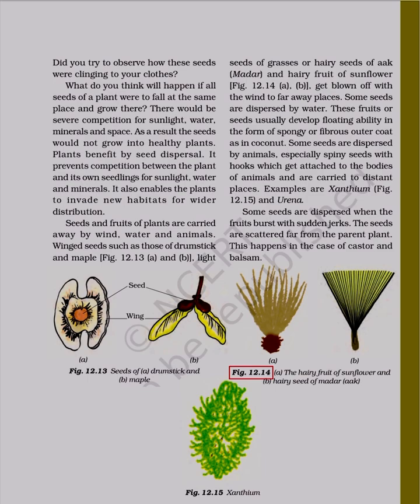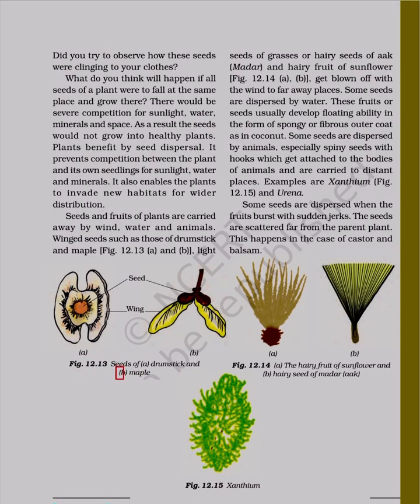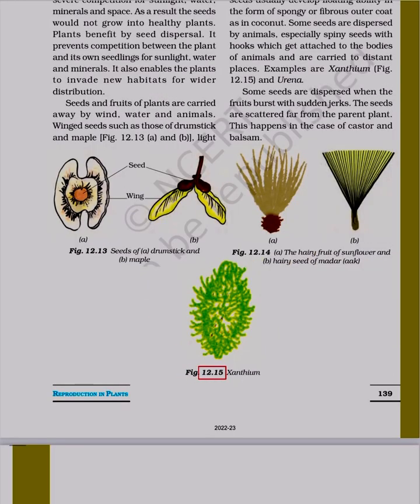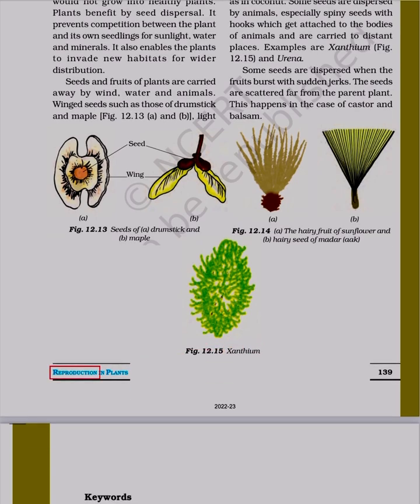Figure 12.14. The hairy fruit of sunflower and hairy seed of madder. Aak. Seed. Wing. Figure 12.13 Seeds of drumstick and maple. Figure 12.15 Xanthium.